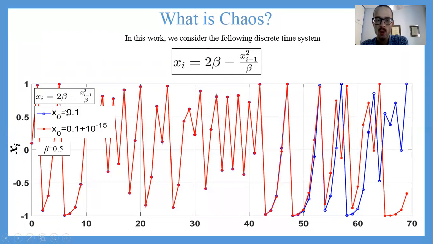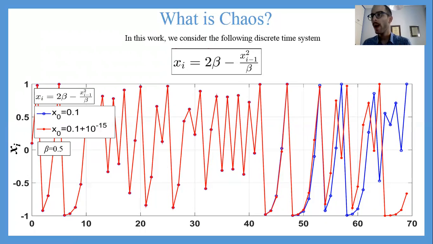One has initial condition x0 = 0.1, and the second one has initial condition x0 = 0.1 plus 10 to the minus 15. As you can understand, the difference is very small, but as I plot the solution of the system, you will see that after the 50th iteration or so, the two trajectories begin to diverge, and up to the 70th, they are actually completely different. Although for some time the solution looks the same, in due time the solutions completely diverge.